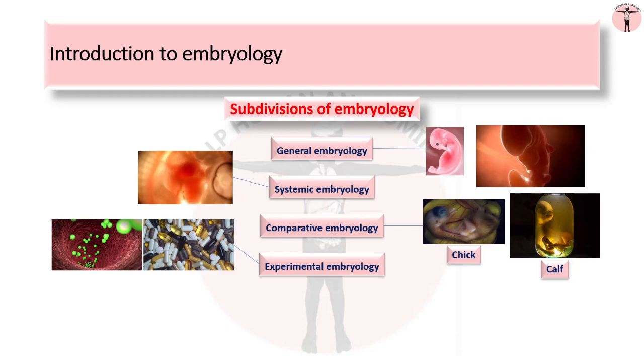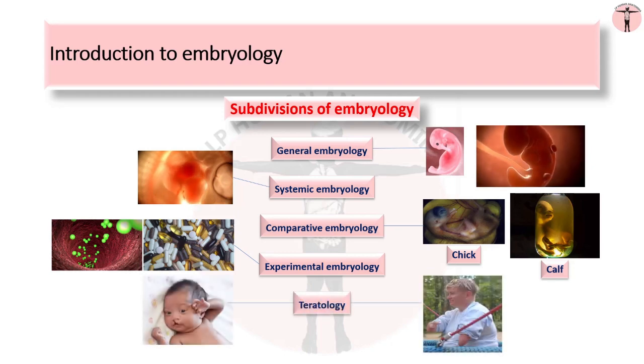Biochemical and molecular aspects in embryology, such as chromosomes, gene sequencing, and regulation, play an important role in the development of the embryo. Teratology is a branch of embryology that deals with abnormal embryonic and fetal development, that is, congenital abnormalities or birth defects.